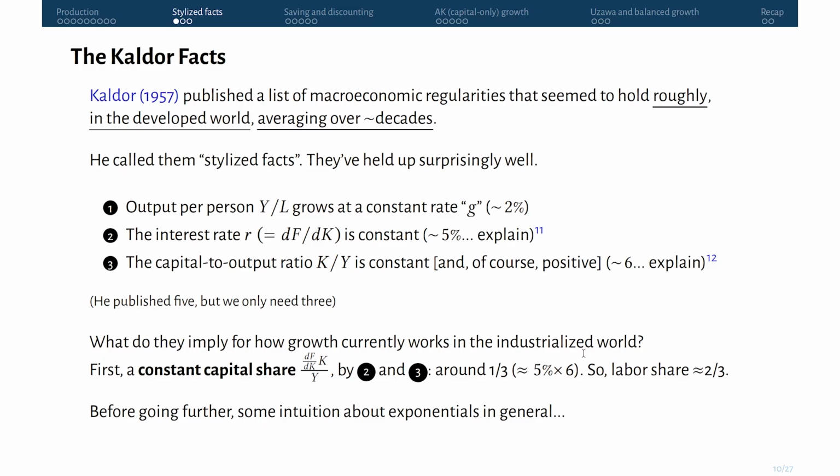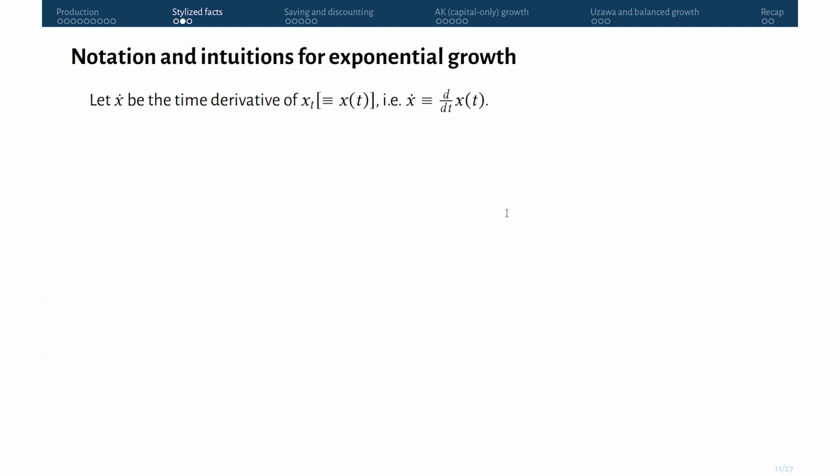Now, before going further and trying to pull any more rabbits out of hats, let's just get back to developing our intuition about how exponentials work in general. Because, of course, especially for part one here and how it'll sort of infect everything else, we'll be dealing with exponential growth a lot. So first, I'll often be using this dot notation to denote absolute growth rates, absolute time derivatives. So x dot is the rate in absolute terms at which x is growing per unit time.